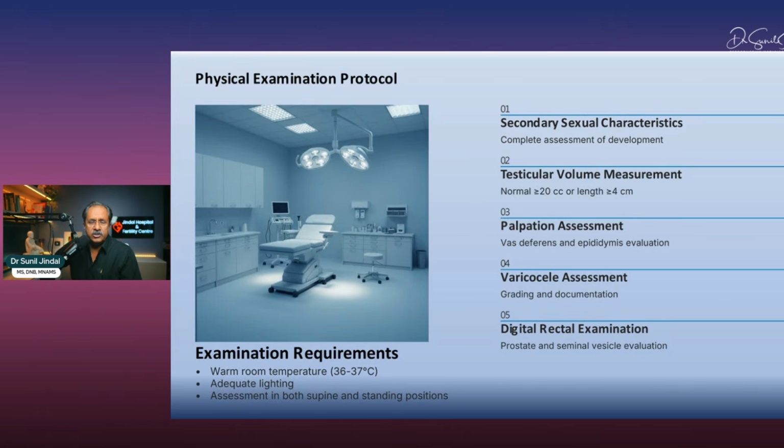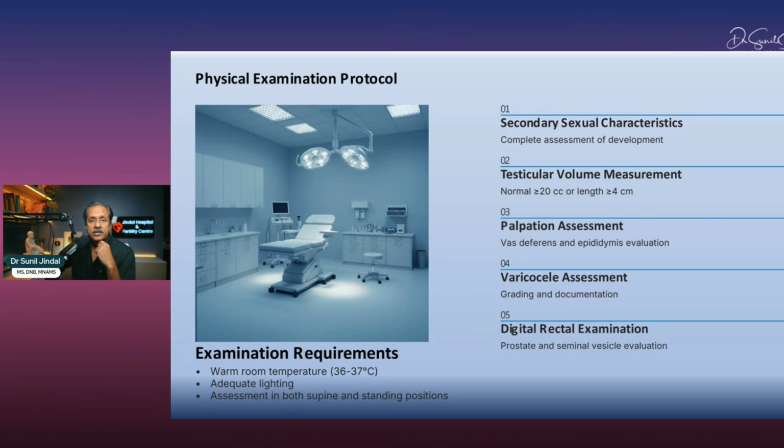Normal testicular volume is about 20 cc, and the largest diameter in the testes should be at least 4 centimeters. If it is less than that, then it's a smaller testes. So smaller testes will probably be non-obstructive azoospermia. Then you have to palpate the vas and the epididymis.